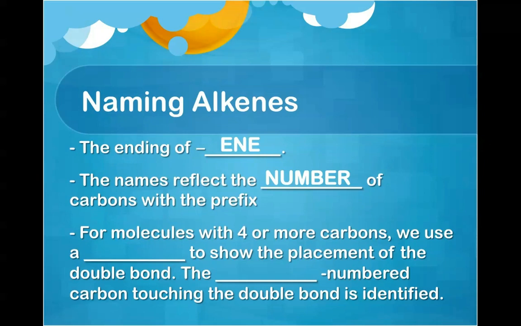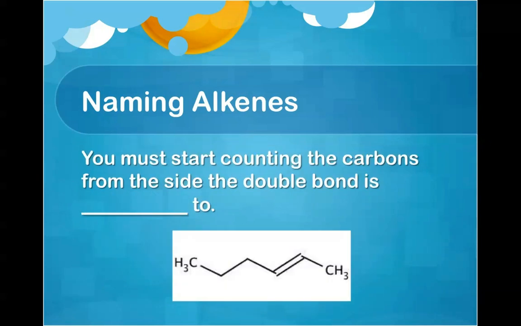And then the big difference from the alkanes that we talked about yesterday is we have to use a number to show the placement of the double bond. The lowest number of carbon touching the double bond always has to be identified. So we're going to be numbering our chain of carbons to discover which direction we want to number in. You always want to start counting the carbons from the side the double bond is closest to. The double bond is closest to, in this case, the right-hand side. So we're going to place a 2 on the double bond, and then we can just finish counting the chain.